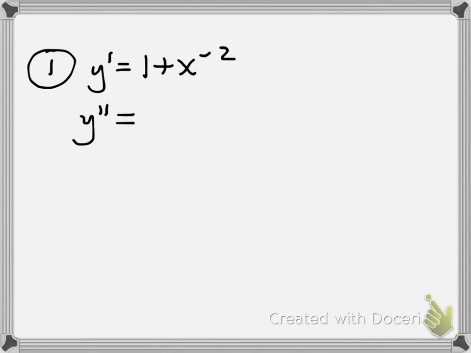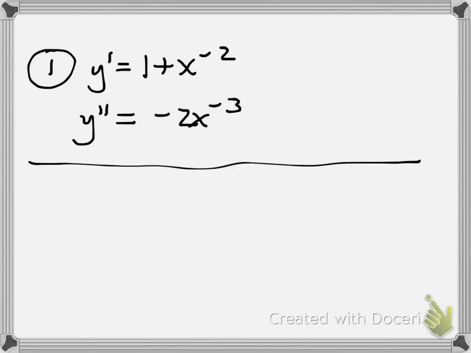Okay, again, if you have questions, we'll go over them, but here are the answers to those 4 practice problems. Practice problem number 1: your first derivative was 1 plus x to the negative second, and your second derivative was negative 2x to the negative third.